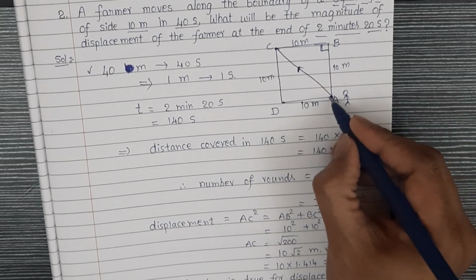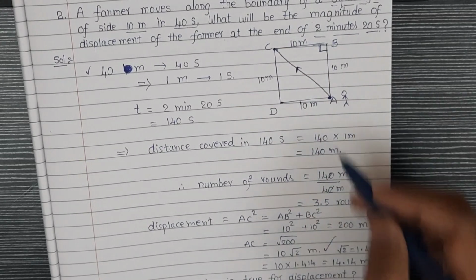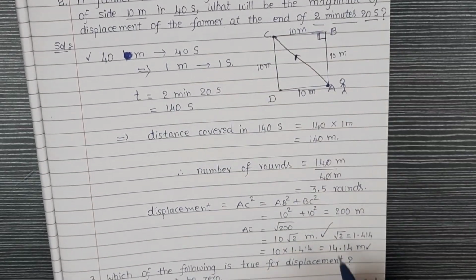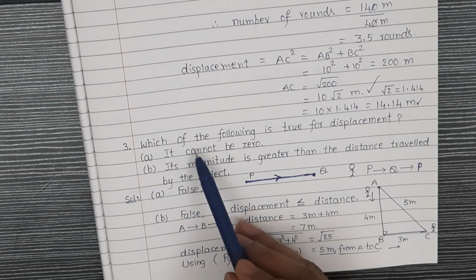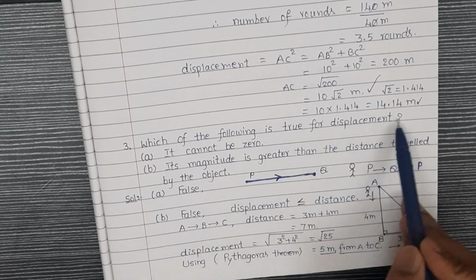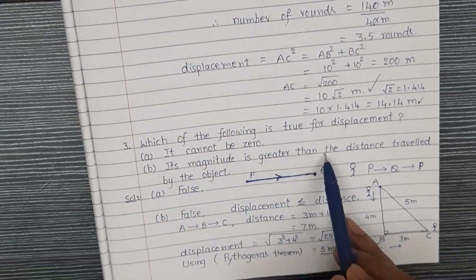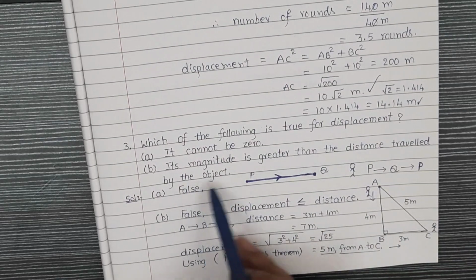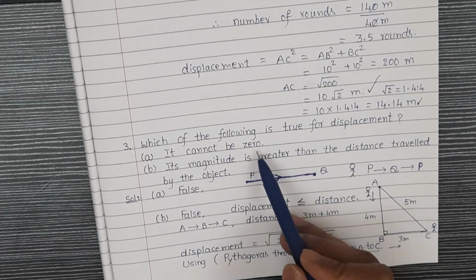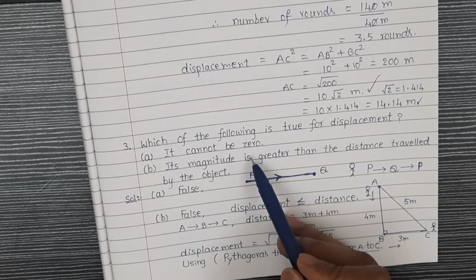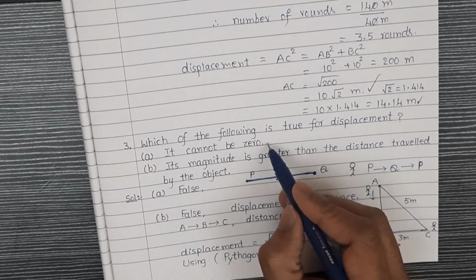So the farmer is moving along the diagonal, 14.14 meter from A to C. Third question: which of the following is true for displacement? It cannot be 0, and its magnitude is greater than the distance traveled by the object. These 2 points are also covered under the distance and displacement differentiation, so it's easy for us to figure out.